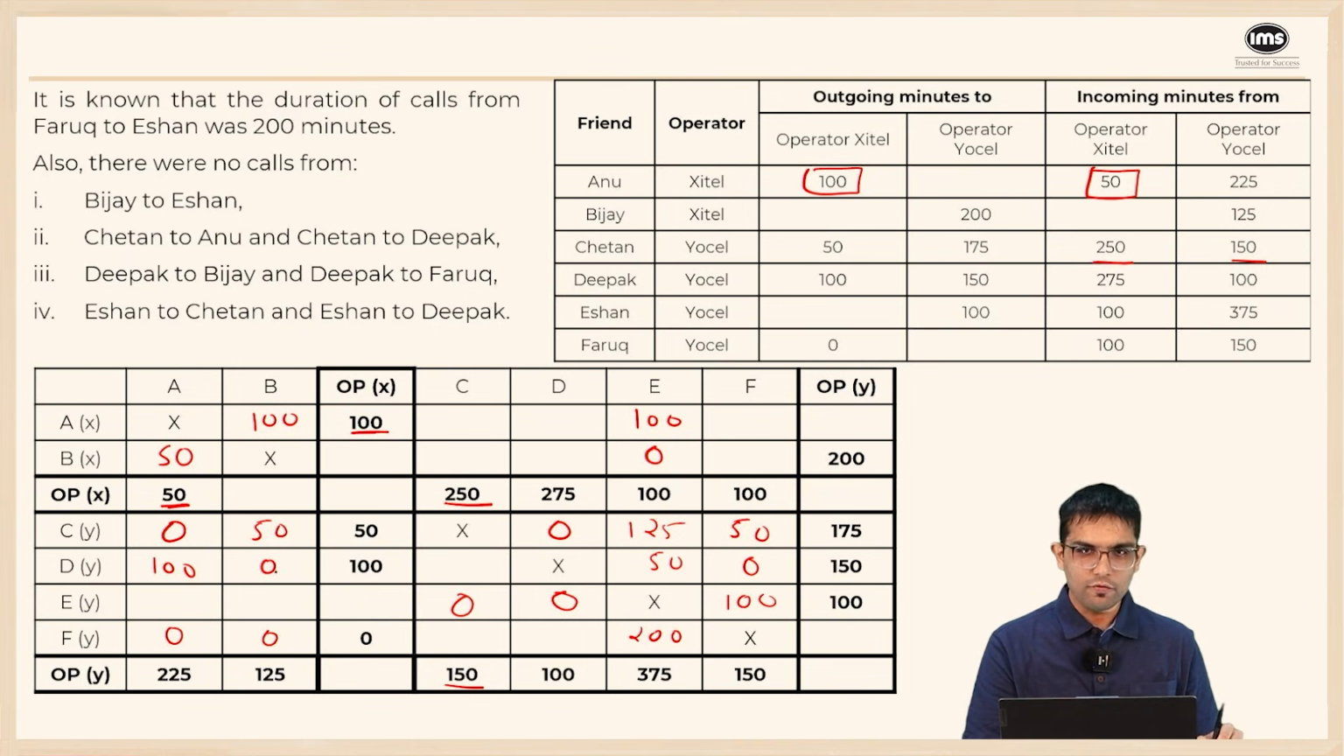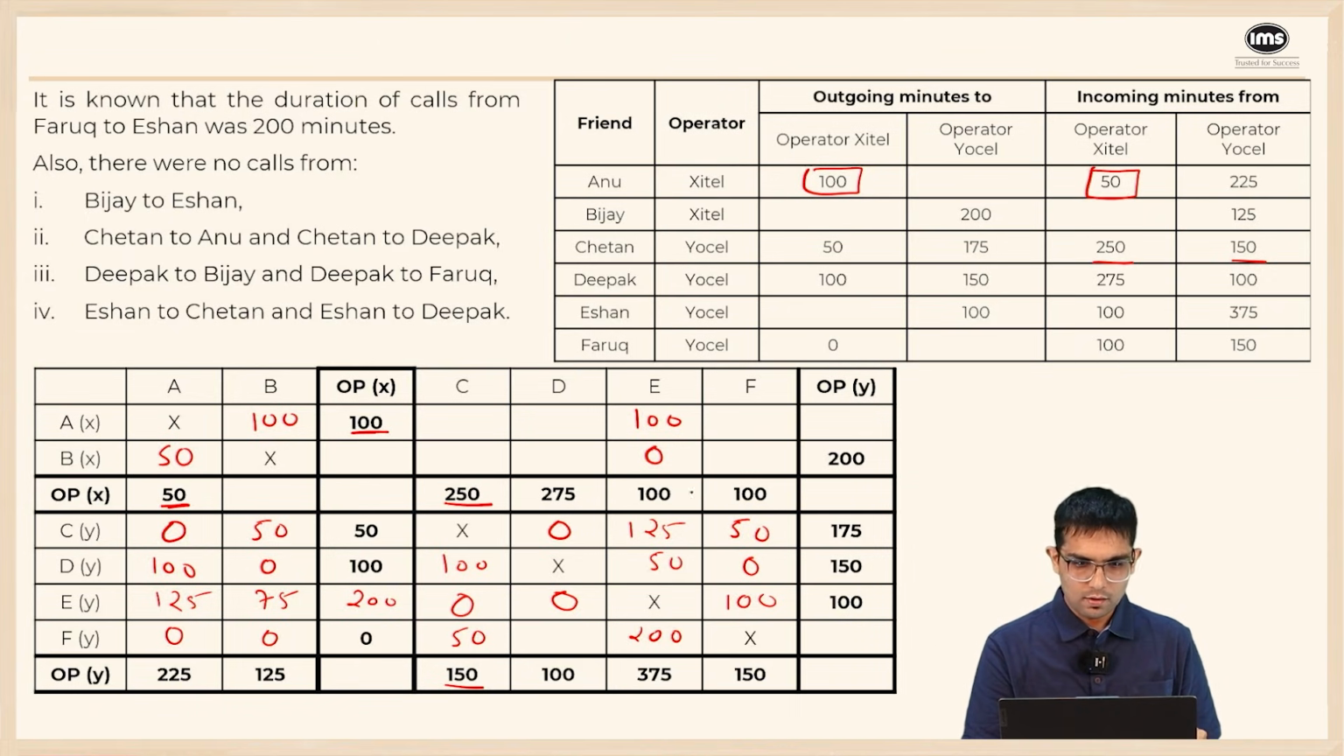Now total is 125, this is 50, so this has to be 75. And total is 225, this is 100, this has to be 125. So 125 plus 75, this has to be 200. This is 50, total is 150, so this is 100. 100, 150, this has to be 50.